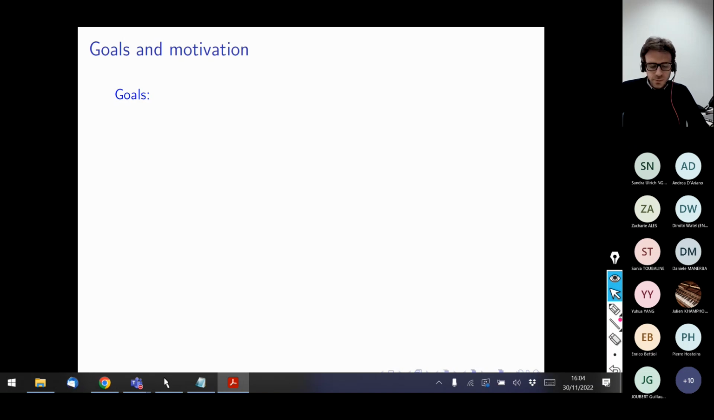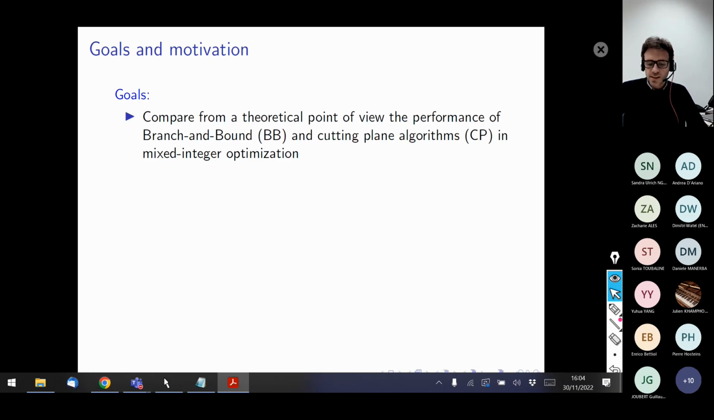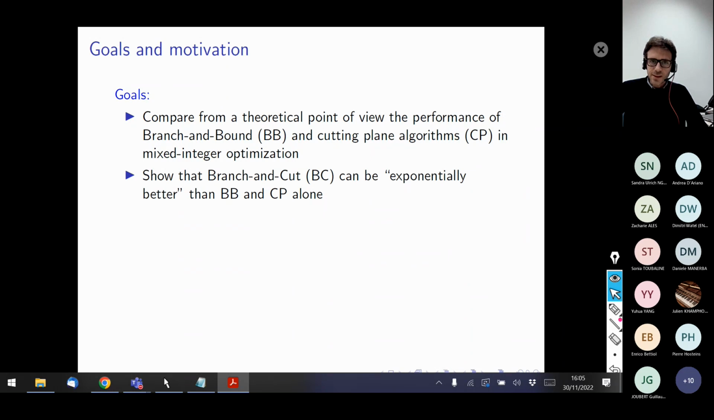So I would say there are 2 main goals. One is, as I said, to make a comparison from a theoretical point of view of the performance of branch and bound and cutting plane. And the other one is to show that there are situations, and what are these situations, in which a branch and cut really outperforms a branch and bound and cutting plane when they are considered as algorithms that do not interact with each other.